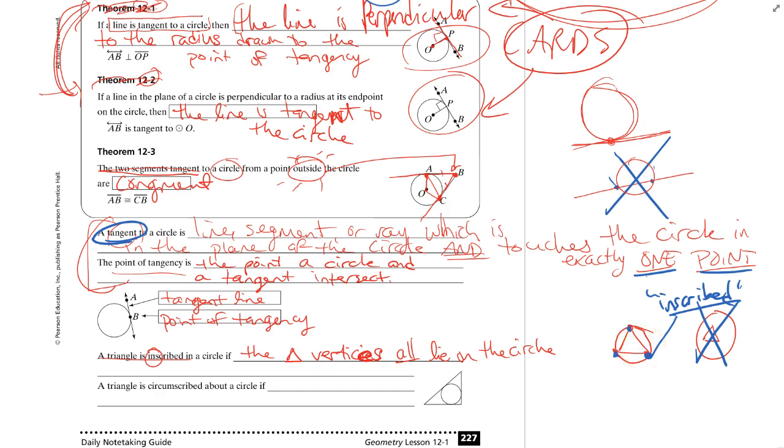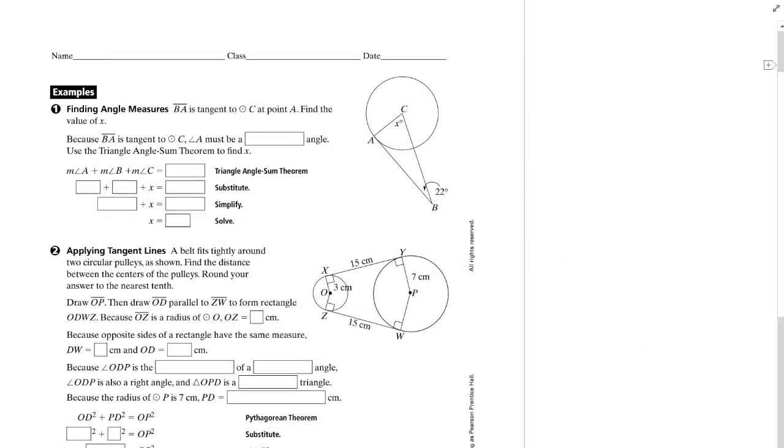Moving on. A triangle is circumscribed. Well, it's kind of the opposite thing. If the sides are all tangent to the circle. So look at that. Here is a point. Here's another point. Here's another point. This line touches the circle in one point. This line touches in one point. This line touches in one point. So if I have 3 sides, then I must need 3 points of tangency. Okay, great. Now, here are some examples.